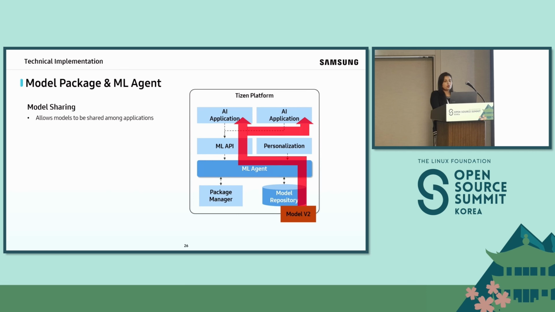Our approach also allows models to be shared across applications. In this figure, we show an example of how two applications are using the same model through the ML APIs. By default, they access the latest stable version, but they can also access a specific version if one is specified. Using the same approach, it enables the personalized models to be shared across the applications.